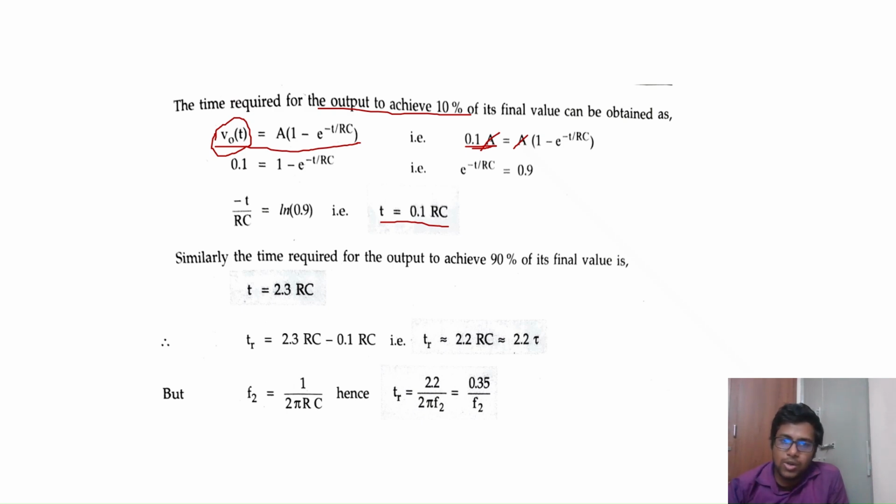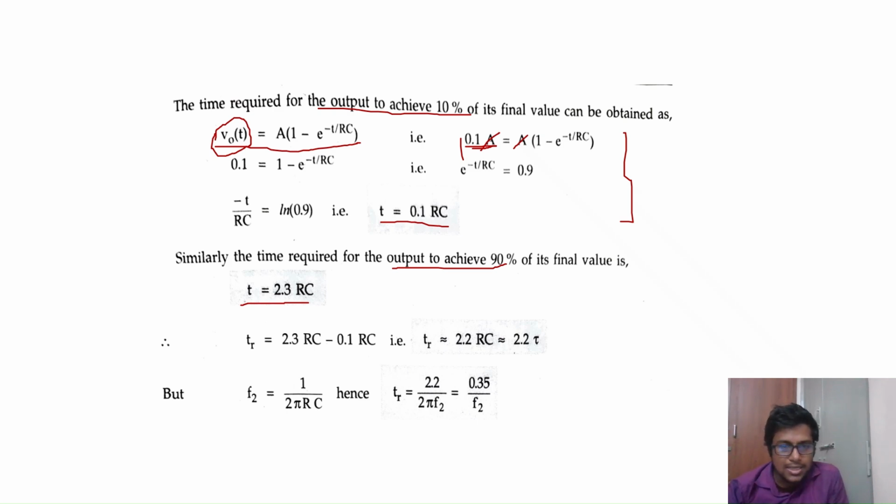Similarly, in order to calculate how much time the output response takes to achieve 90% of the final value, you repeat the same analysis, but instead of 0.1 you substitute 0.9, and you simplify by taking ln on both sides. You do the simplification. Finally you will end up with the t value as 2.3 into RC.